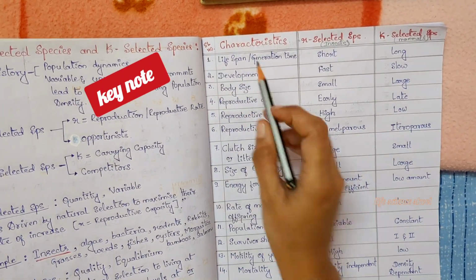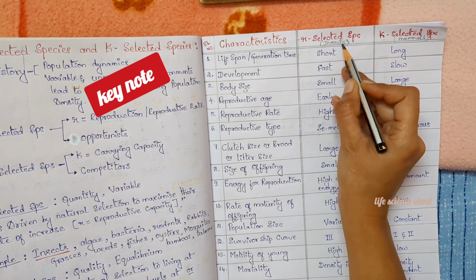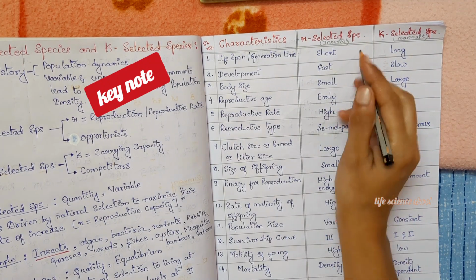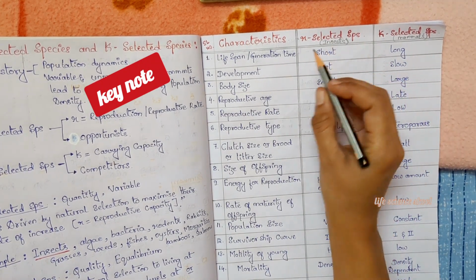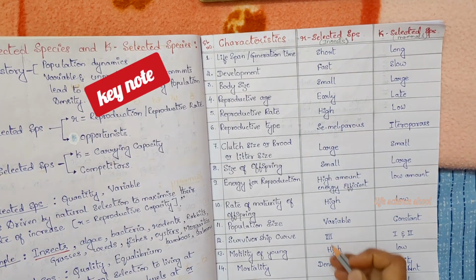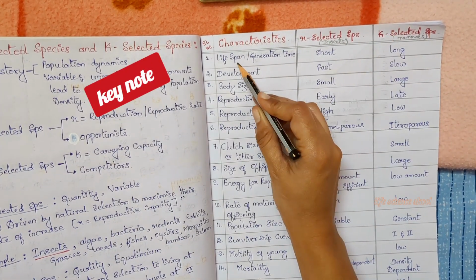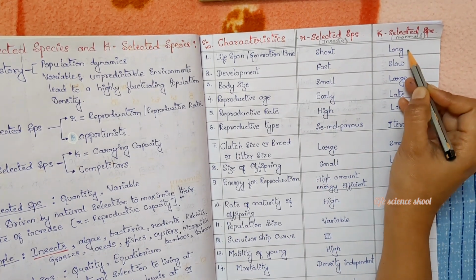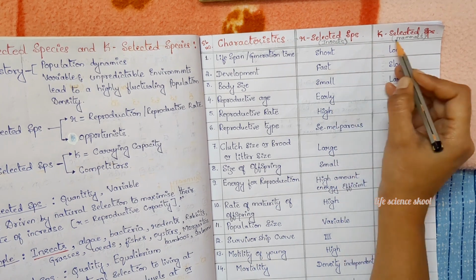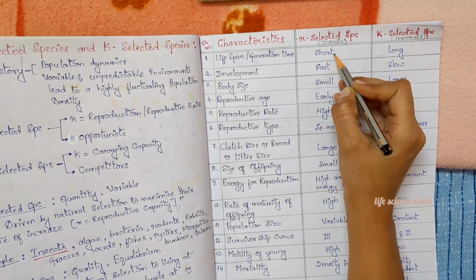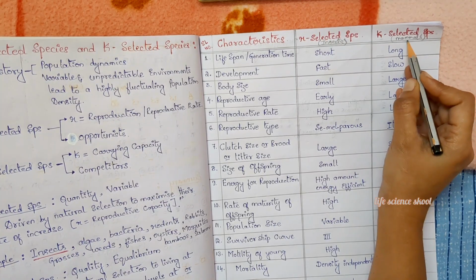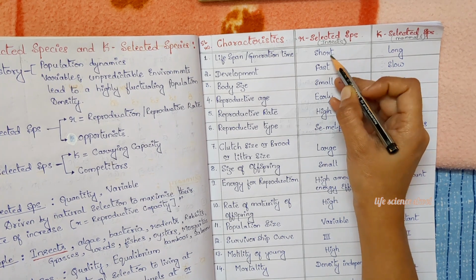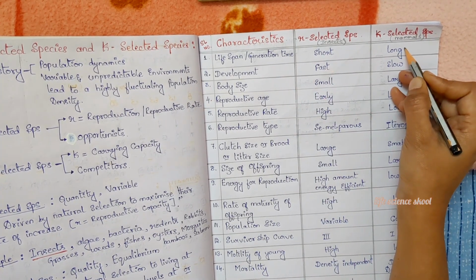First one, lifespan. Now you can understand this with this example very easily, so you can remember it for a longer time, and even in your examination you don't get confused if you remember all these characters with an example. Lifespan for r-selected species will be short, and for K-selected species, lifespan will be long. How? If you take the insects and compare them to humans, insects' lifespan will be short. Compared to that, mammals' lifespan will be more, around 70 to 100 years. Insects will be very less. That's why lifespan is short for r-selected and long for K-selected species.